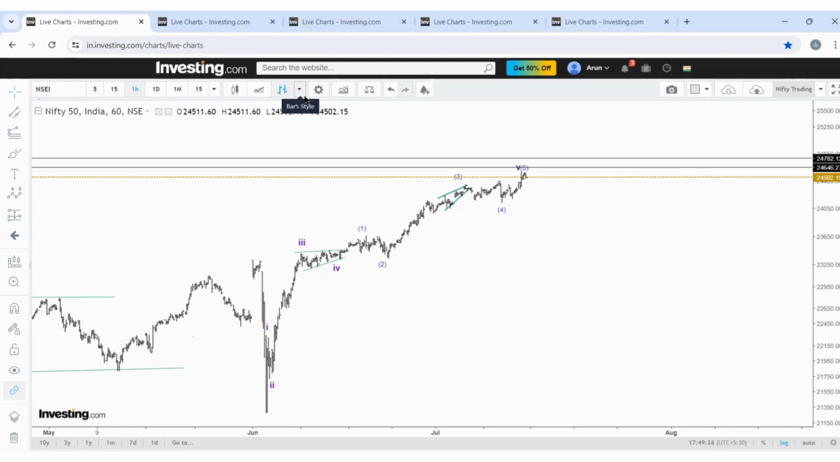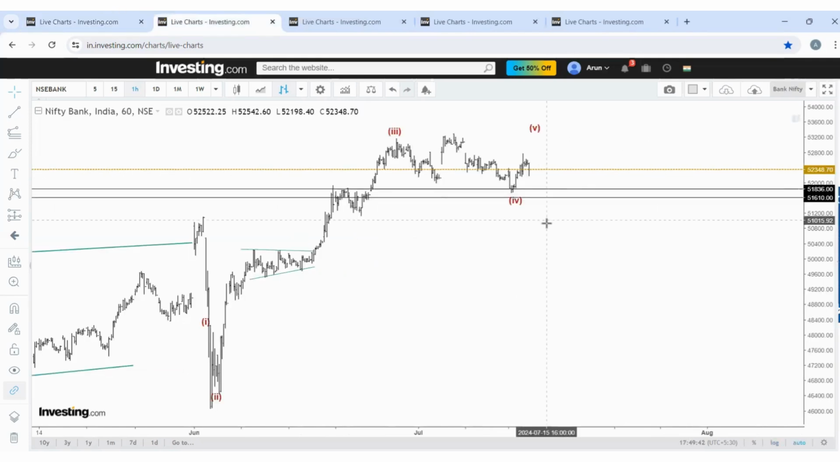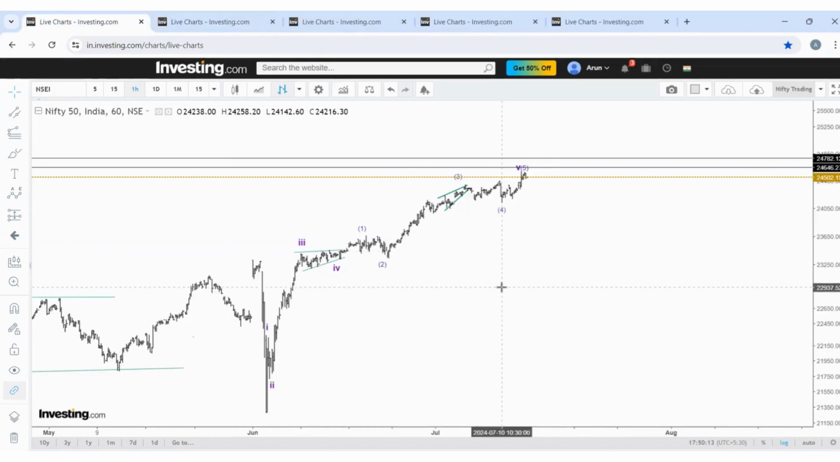Today, 13th July, Nifty ends this week at 24,502 and Bank Nifty at 52,348. Before proceeding to the next week market update, I'm going to share how I analyzed and identified this market correction, and I'm going to tell you with the reasons also, so don't skip this part.